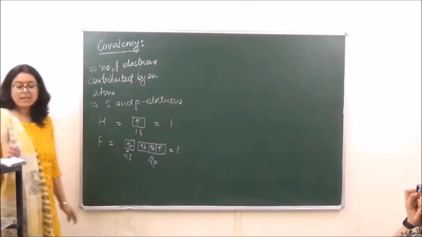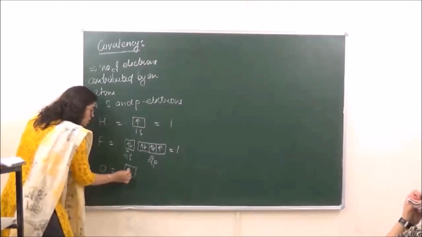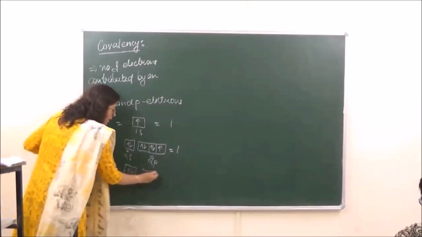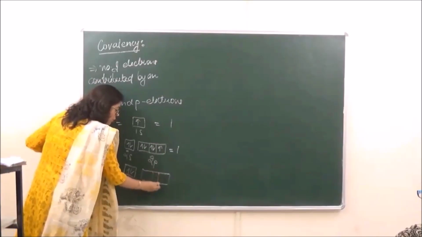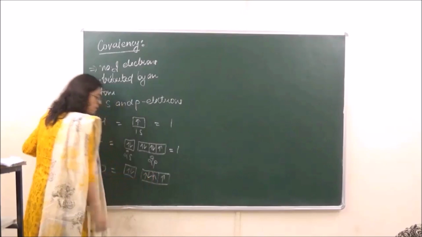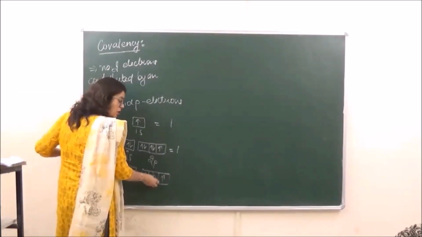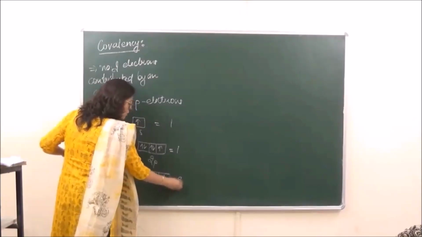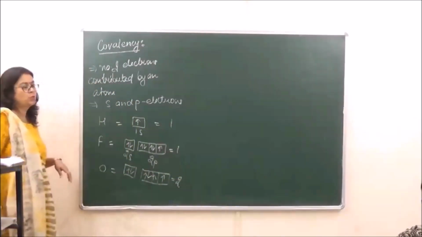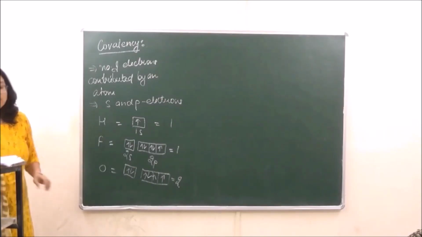Similarly, we have oxygen, electronic configuration 2s2, 2p4. Right? So over here you can see that there are two unpaired electrons. Therefore, the covalency of oxygen is going to be 2. Right? So this is how we find out the covalency of the atoms.